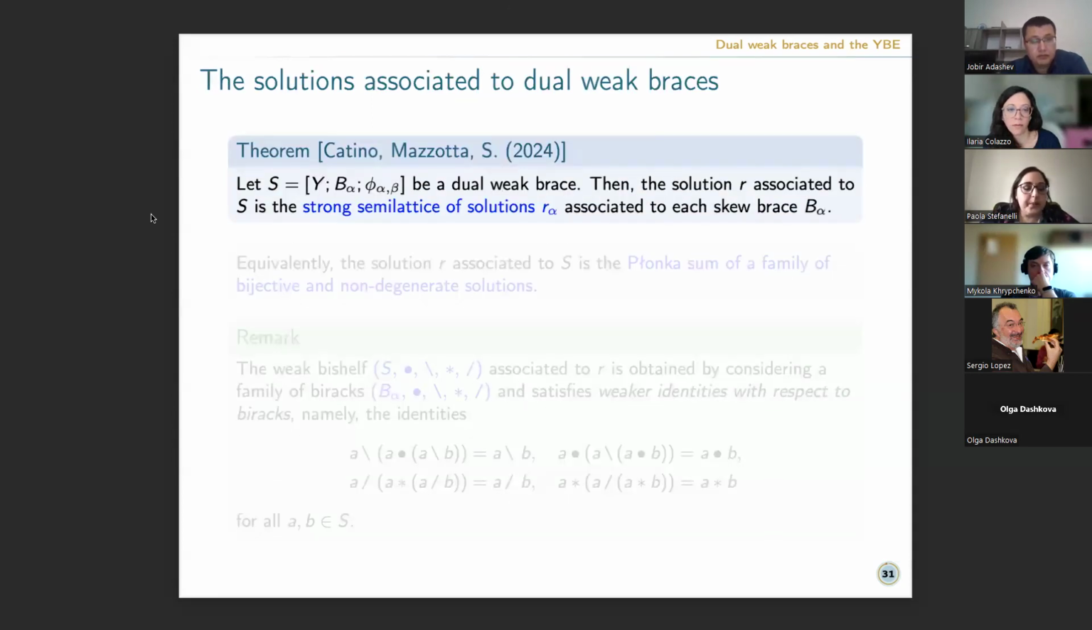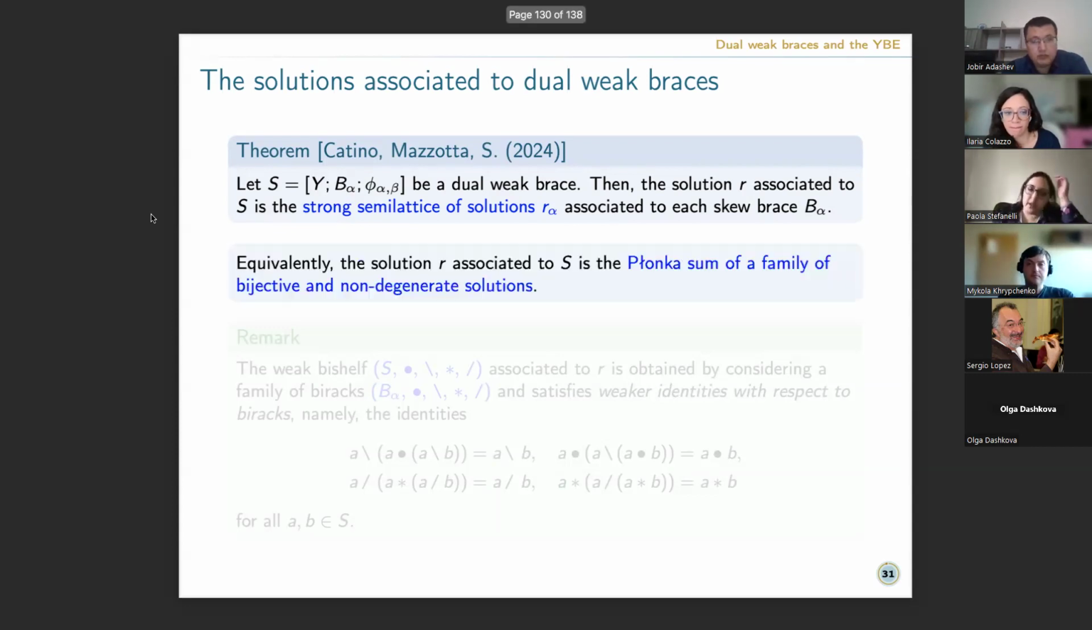And now, if we come back again to the solution associated to a weak brace, we have that the solution associated to any dual weak brace is a strong semilattice of the solutions R alpha associated to each skew brace B alpha. Or equivalently, the solution associated to a dual weak brace S is the Płonka sum of a family of bijective and non-degenerate solutions, since they are associated exactly to skew braces B alpha.